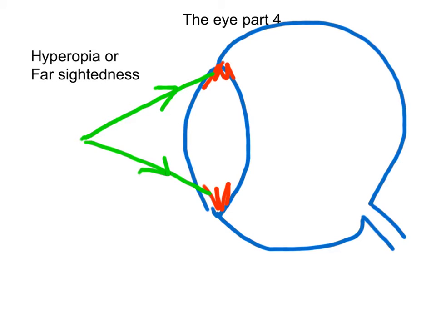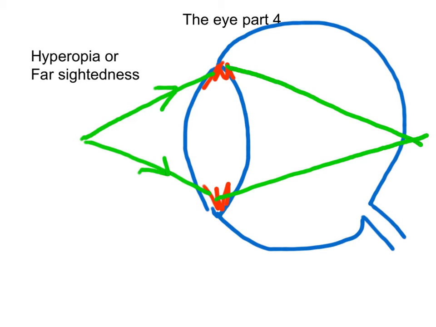But if you are farsighted, you can't quite get these rays to converge. You can't quite get them to converge. Really, they're converging behind the retina.